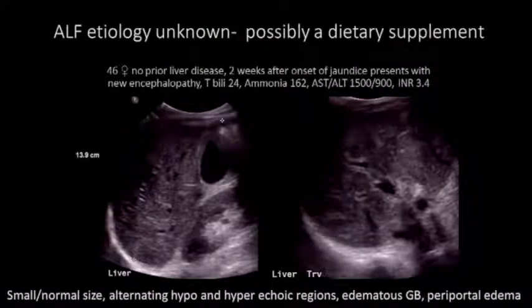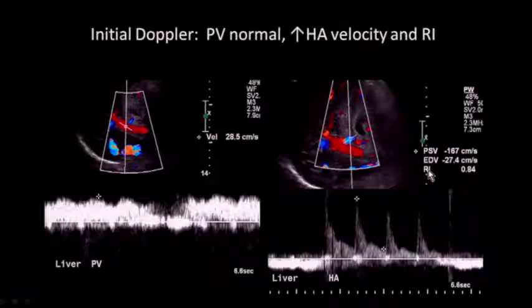This patient had an unknown dietary supplement which was thought to have caused her liver failure. She had no prior liver disease and came in quite sick with new encephalopathy. If you look at the liver, it was small, normalish in size, with clearly heterogeneous areas of hypoechoic and hyperechoic liver. Over on this image, you can see even more large geographic hypoechoic and hyperechoic areas. Her initial Doppler was fairly normal. The hepatic arterial velocities maybe a little bit higher than usual, but good portal flow.